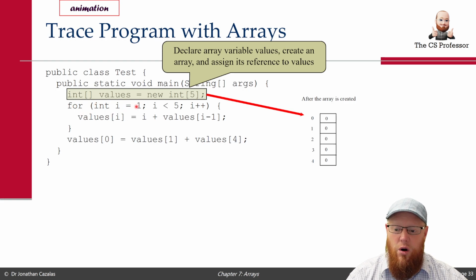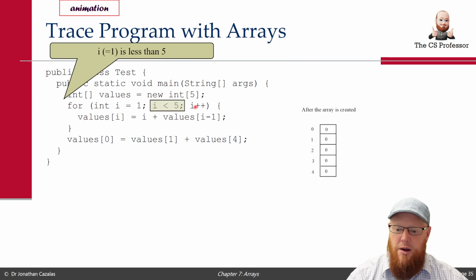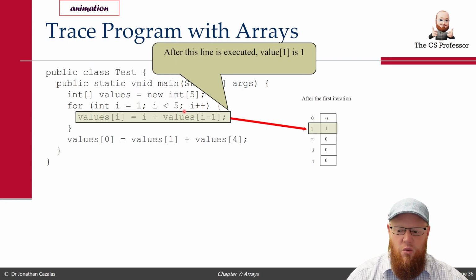We're going to loop from 1 to less than 5, which means we're going to loop 4 times, right? From 1 to less than 5. And at every iteration, we're going to increment i by 1. So we're looping exactly 4 times. i starts at 1. 1 is less than 5. What happens here? We'll just follow the assignment. Here's the assignment. Look to the right.